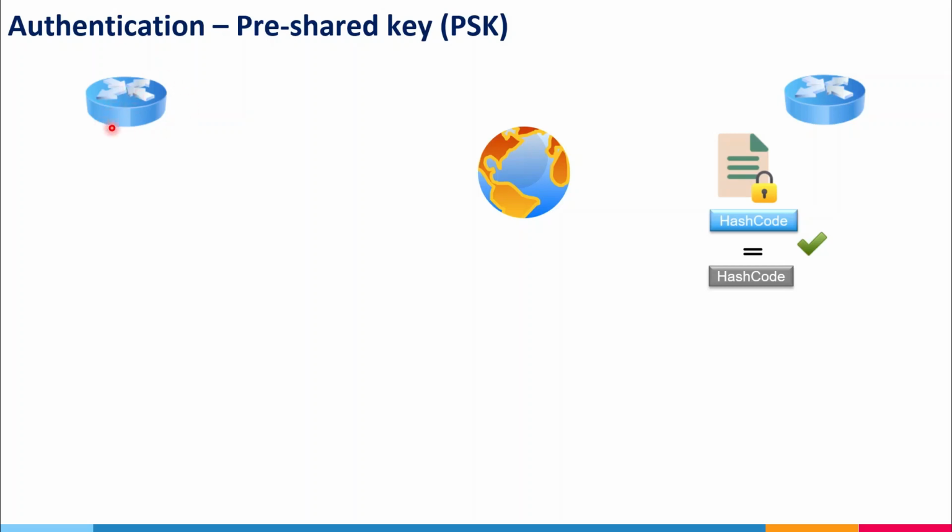So this router has identified itself to this router. Now it's time for this router to identify itself. So using the pre-shared key, both the parties will identify themselves.